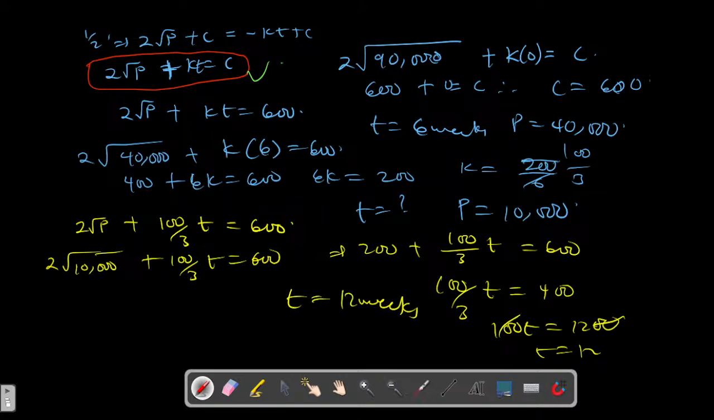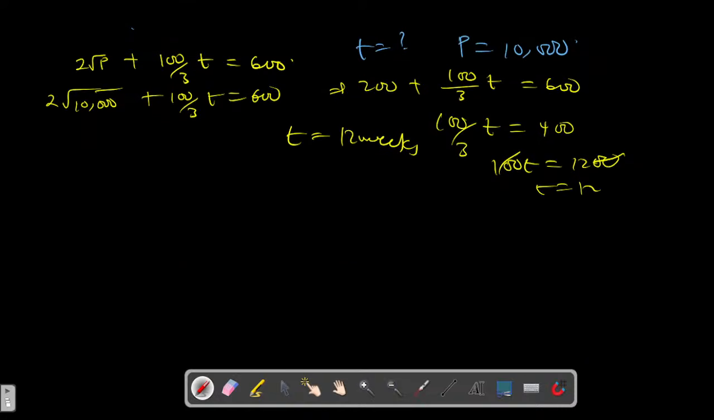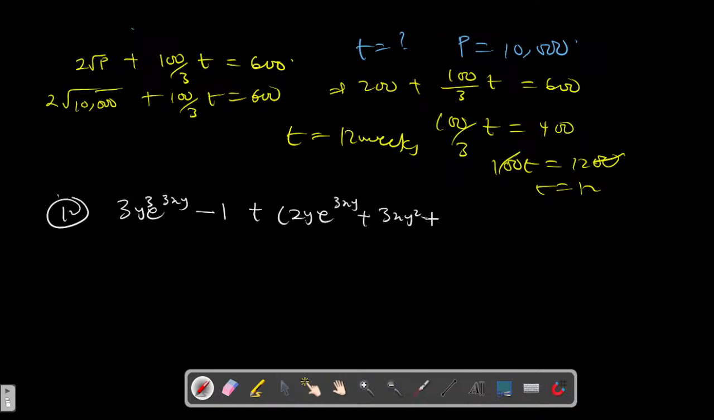And this is a very simple application of a differential equation. At this point, I'm going to give you a problem to go and solve for me. I'll meet you another time on this, then I'll see your solution. So go and solve this differential equation for me. That is 3y cubed e to the power 3xy minus 1 plus, multiplying, 2y e to the power 3xy plus 3xy squared e to the power 3xy, close bracket, y prime equals 0. Yeah, so this is what we have here.